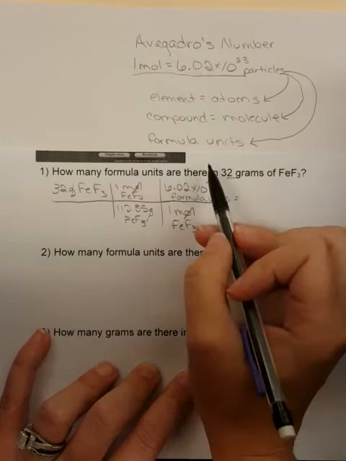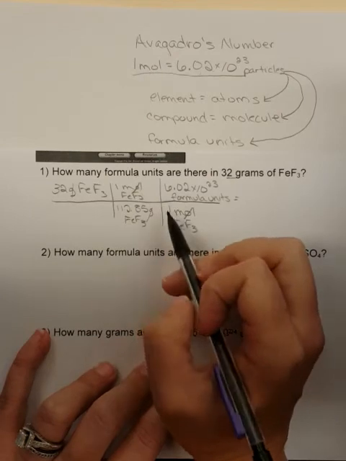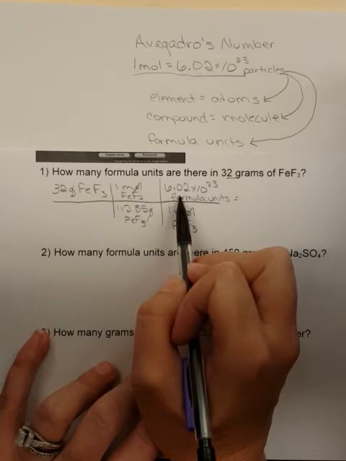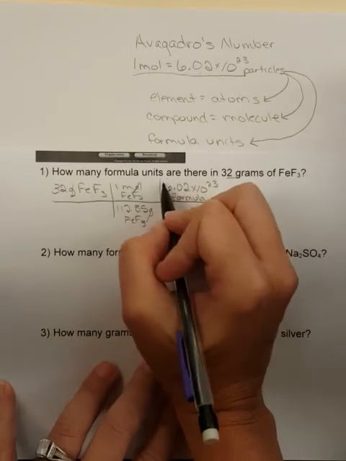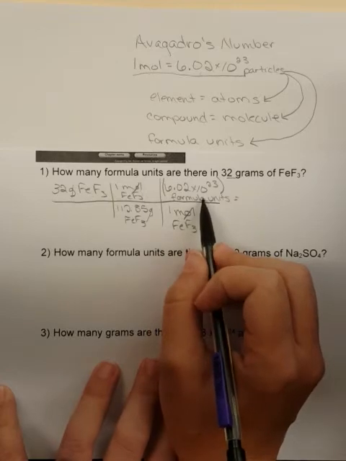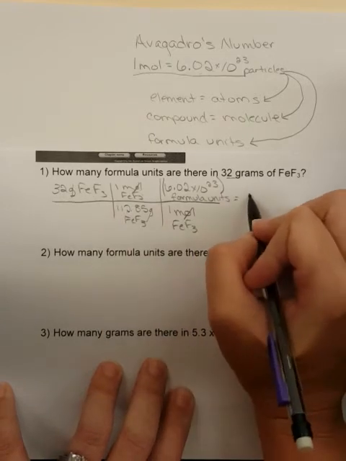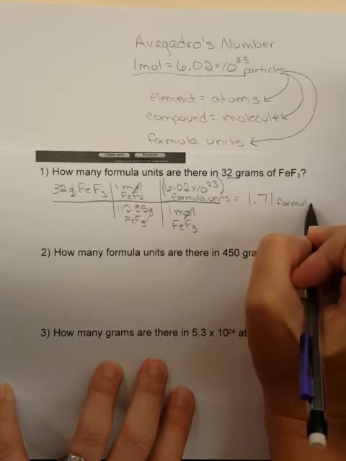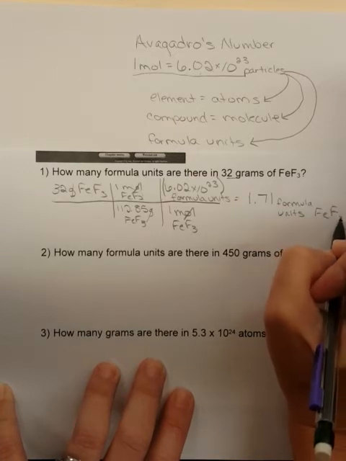So now, since we have the same units at the end that they're asking for in the question, we can get out our calculators, and you're going to do 32 times 6.02 times 10 to the 23rd and get an answer. If you're using a TI 30, make sure that you put the 6.02 times 10 to the 23rd in parentheses. Once you get that answer, then divide it by 112.85, and you should get 1.71 times 10 to the 23rd formula units for FeF3.